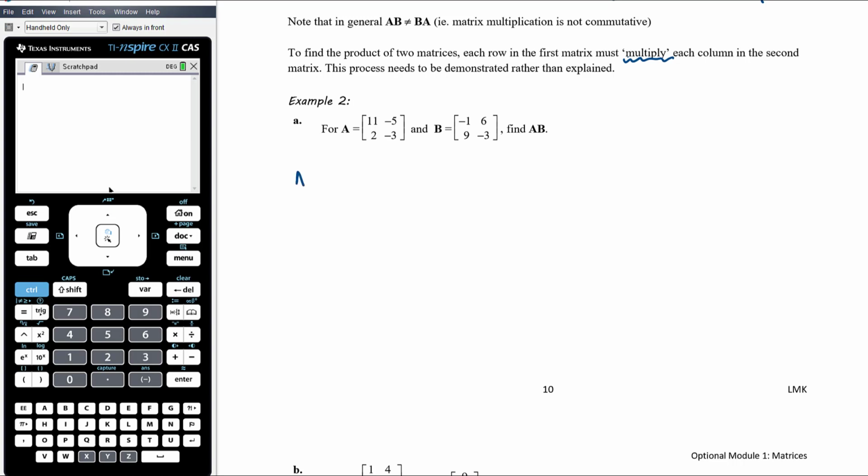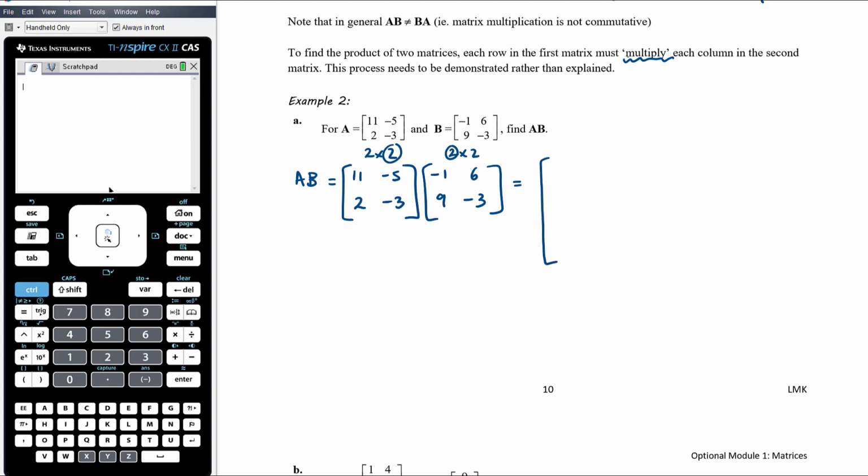Okay, so AB, let's write out our matrices. AB, A times B, is 11, -5, 2, -3. I'm going to multiply that by -1, 6, 9, -3. Okay, this is a 2 by 2 matrix, this is a 2 by 2 matrix. It's possible to multiply them because of that, and what we're going to end up with will also be a 2 by 2 matrix. I'm going to give myself plenty of room here so I can write out what's happening.